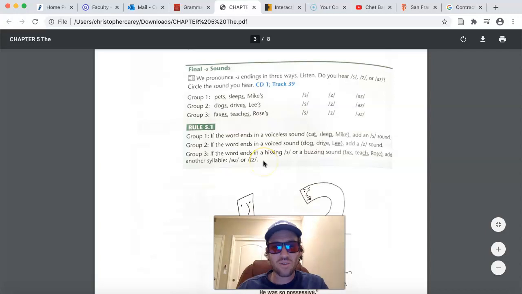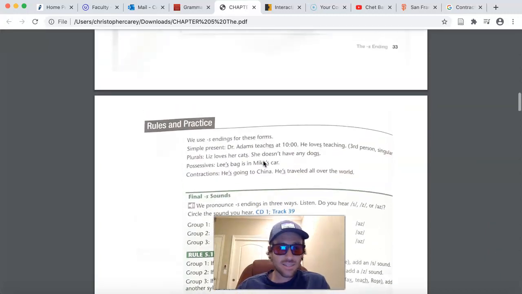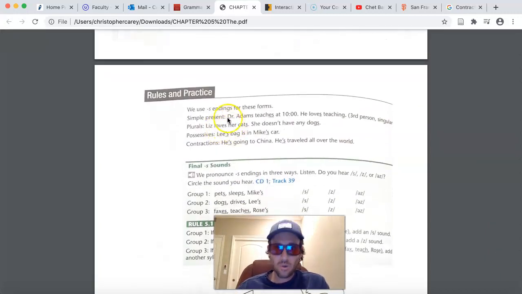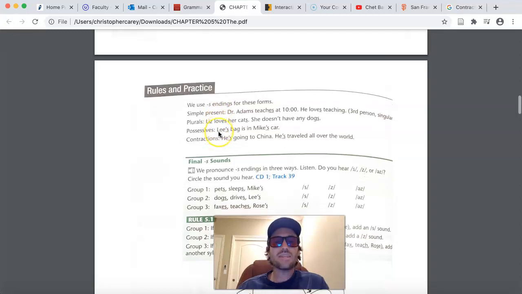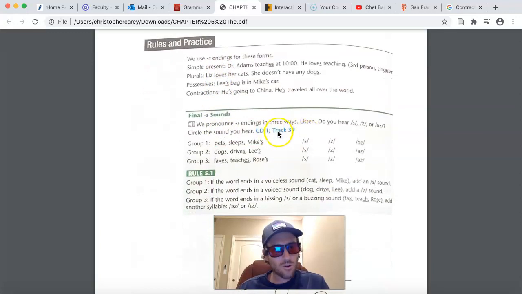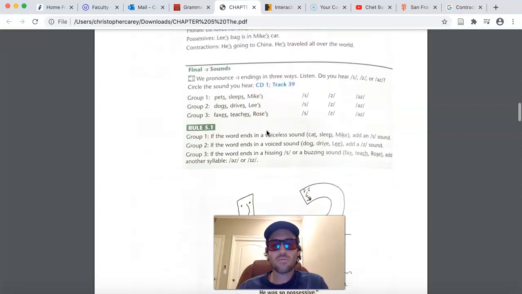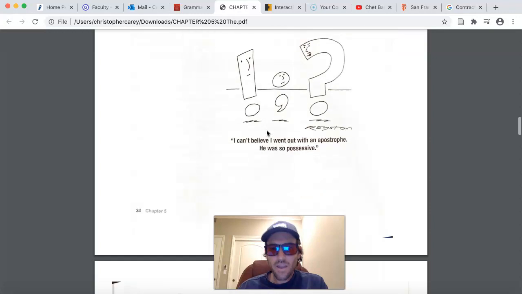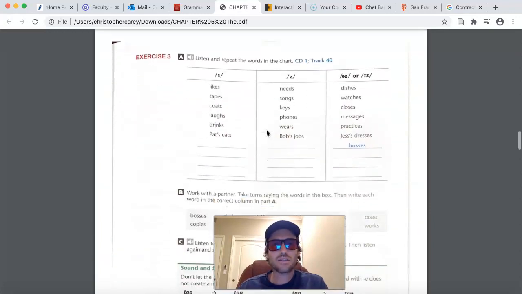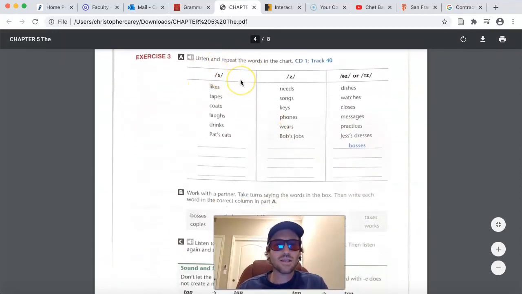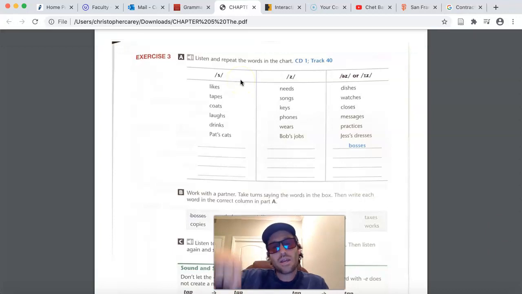Whew! Lot to go over for that one. But this is it, guys. This is the help. The different grammatical forms here, and then the different rules to follow. So I encourage you to listen to CD1 track 39. And then we're going to go ahead and dive into some practice here. So these are the exercises that I'd like you to complete. Go ahead and click next further down in the module for chapter 5.